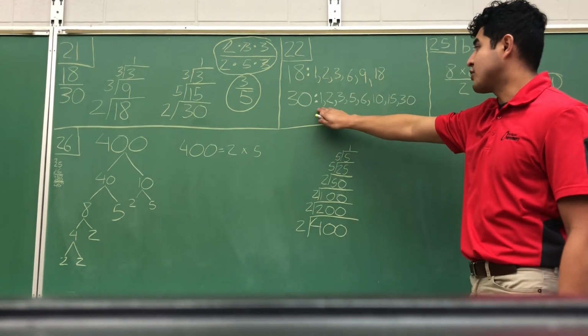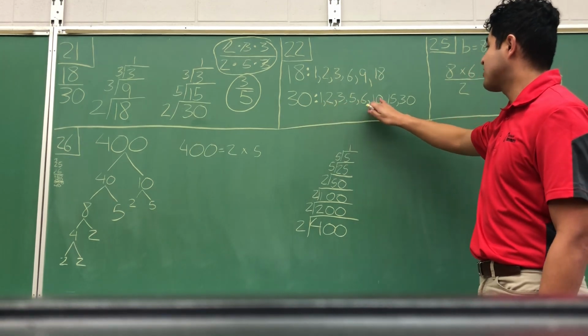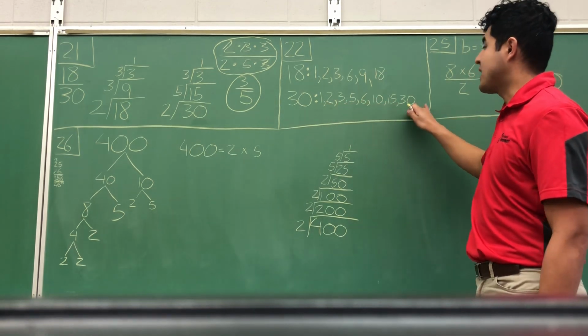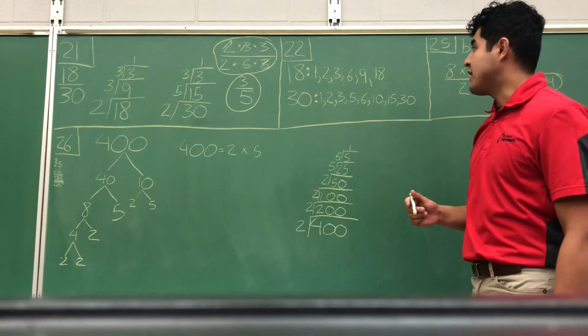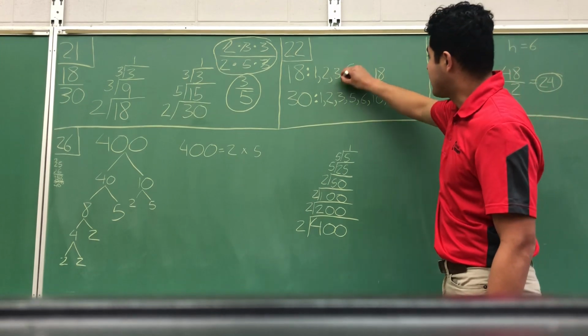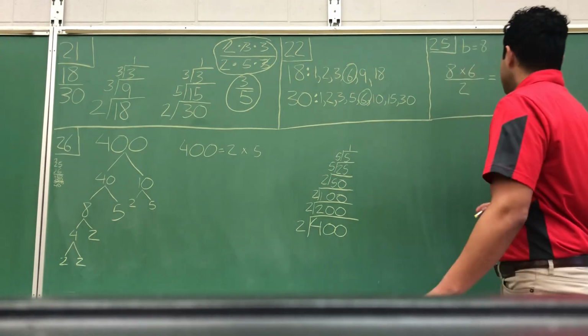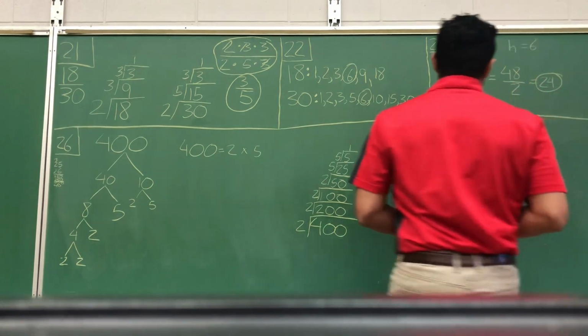Then I did the same for 30: 1, 2, 3, 5, 6, 10, 15, and 30, okay? And then obviously we're looking for the greatest common factor, which in this case is 6, okay? And then we'll hop over to this one. I'm gonna stand over here.